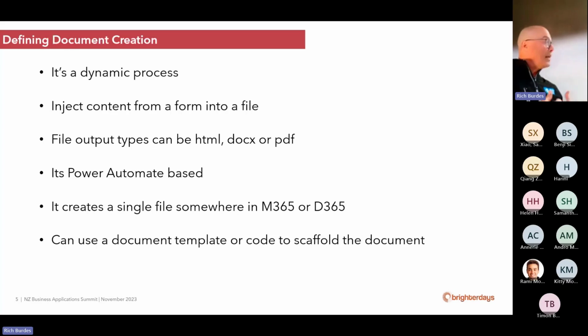So document creation, to me, in Power Automate for this session. You can do it in other tools, but today we're talking about this app stuff. What's that? Dynamic, right? So you're going to take a document template. It's going to have some space in it. You can inject your content into those documents. It could be a Word doc, could be a PDF, could be HTML. There's a few different ways to do that.